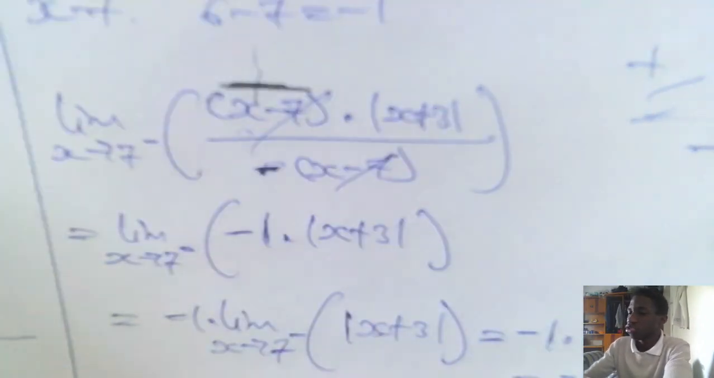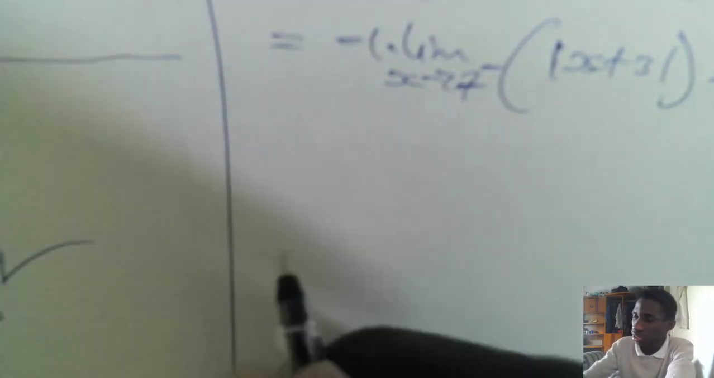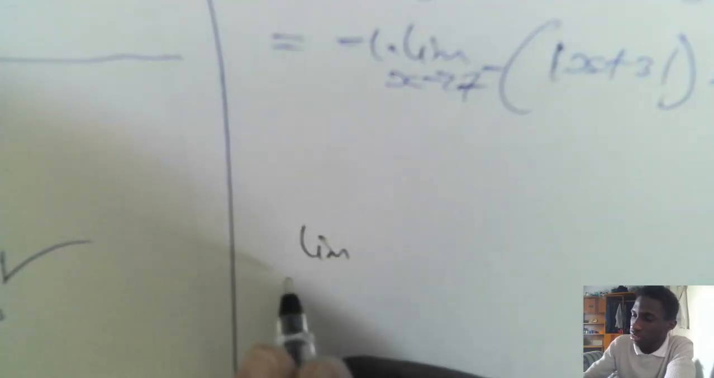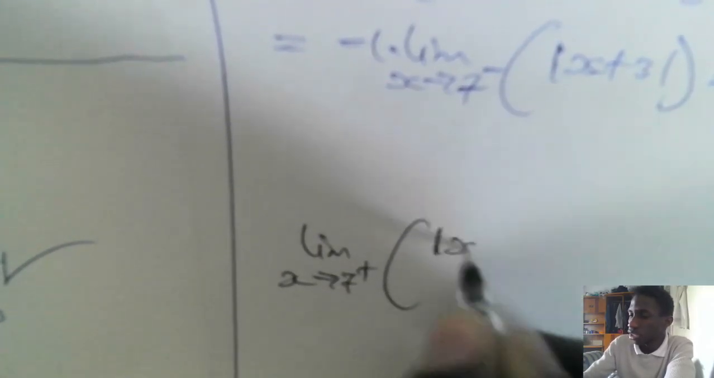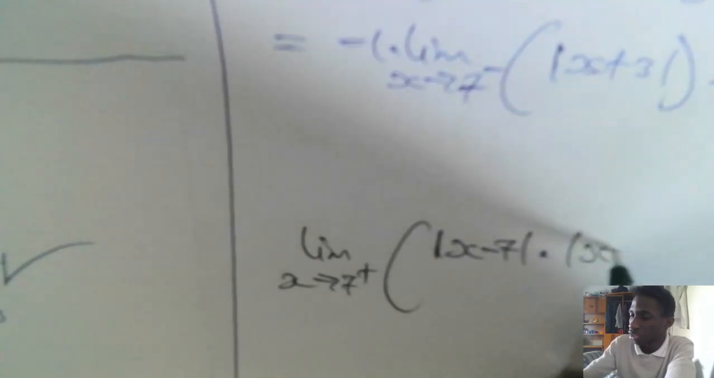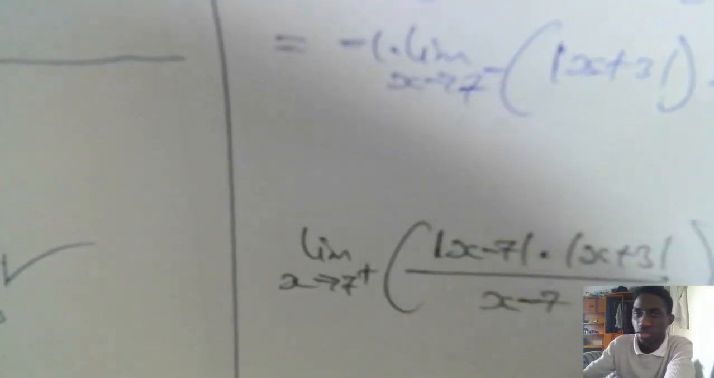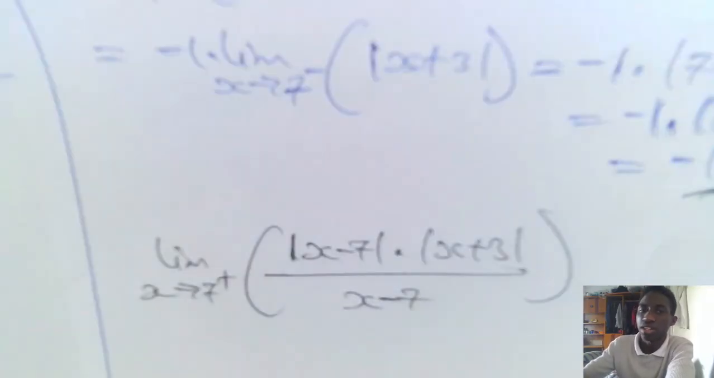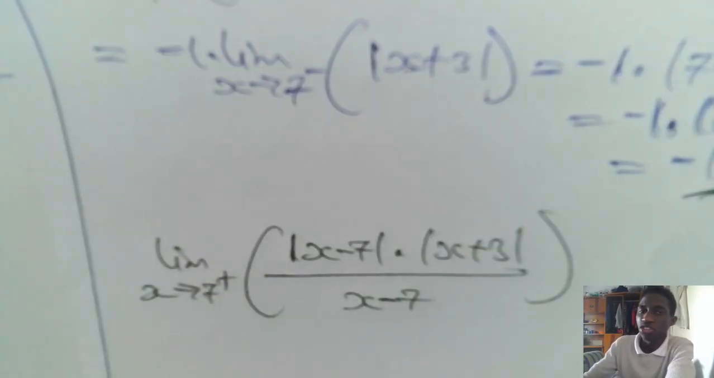Why? Because you're using numbers that are greater than 7 this time around. You have the limit as x approaches 7 from the right of the absolute value of x minus 7 multiplied by the absolute value of x plus 3 divided by x minus 7. That's what you have when you simplify. So you're approaching from the right, meaning that you're using numbers like 8, 9, 7.1.